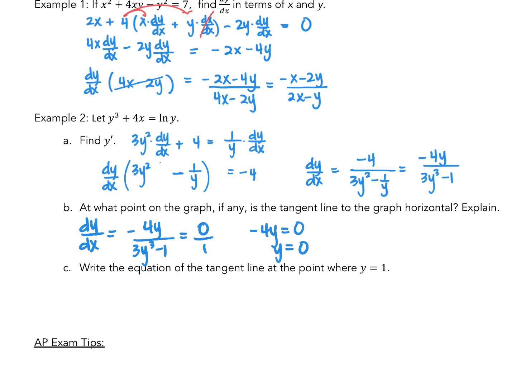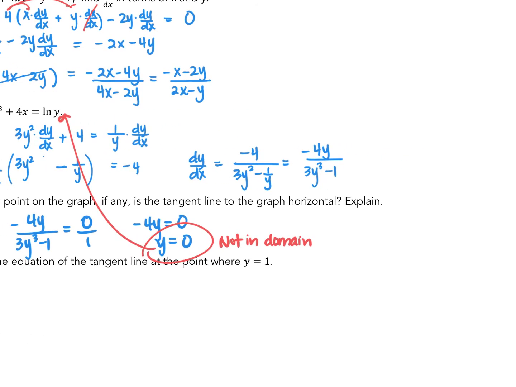Let's look back at the original equation, and if I try and put 0 into a natural log, that's not part of the domain. This is not in the domain of our original question. So there is no point where the tangent line to the graph would be horizontal, so that would be your explanation. The only point that it might be falls outside of the domain. Therefore, there is no possible point where the tangent line to our curve would be horizontal.